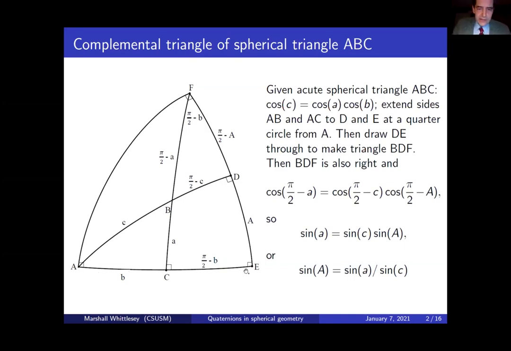Okay, so you extend AC out to E and AB out to D so that AD and AE are quarter circle arcs, so they each have measure pi halves. And then I connect E through D with an arc and extend through that to the point that it meets the arc BC extended at point F.